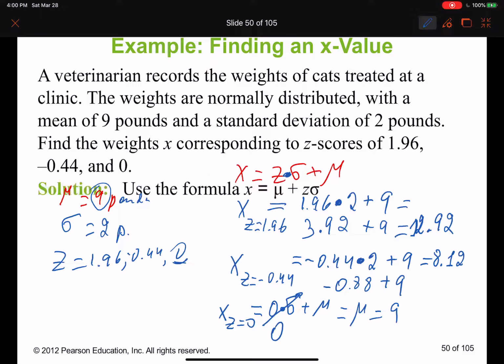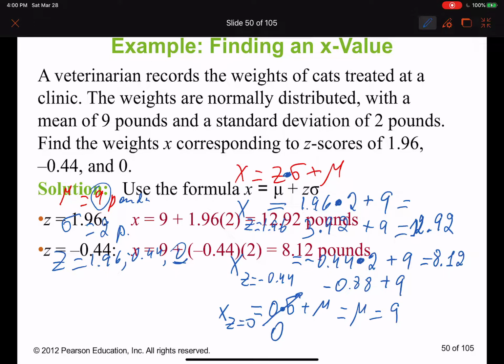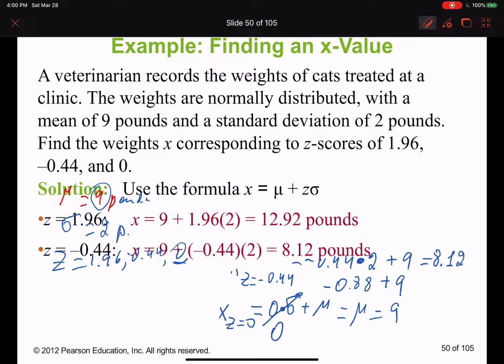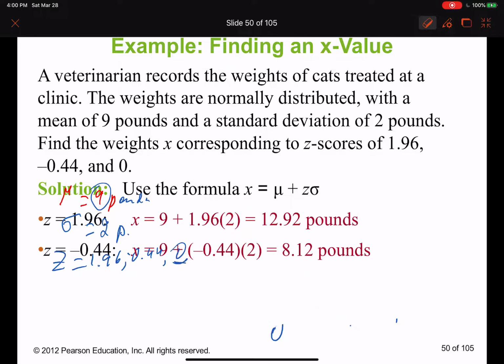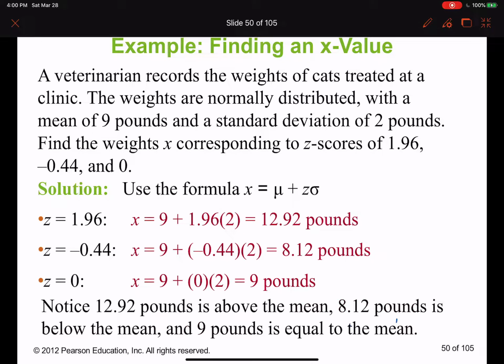Okay, I think here we have the whole solution. Let me clean it so you can see. There we go. So 12.92 is above the mean, 8.12 is less than the mean, and z-score 0 is precisely the mean.